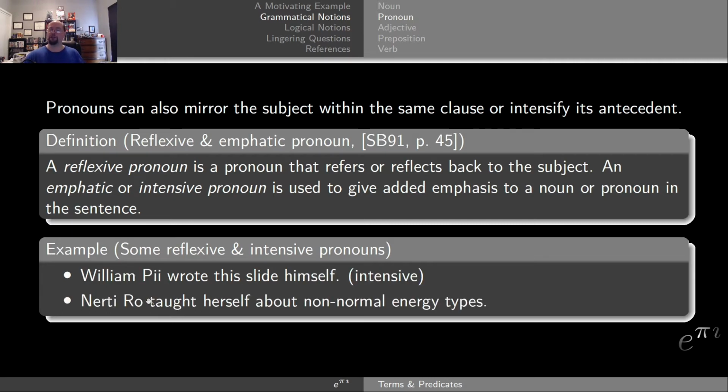On the other hand, Naoirse Rowe taught herself about non-normal energy types. The herself refers back to Naoirse Rowe, but what's happening here is Naoirse did the teaching, but she also received the teaching as well. This is the reflexive case, where not only is she going to do the teaching, she's also receiving the teaching. Now, these two examples also illustrate that the himself and herself pronoun, as well as themselves in other cases, can be used multiple ways. They're polysemous. They have multiple uses. So be aware of context. Context will be your guide in how the words are being used.